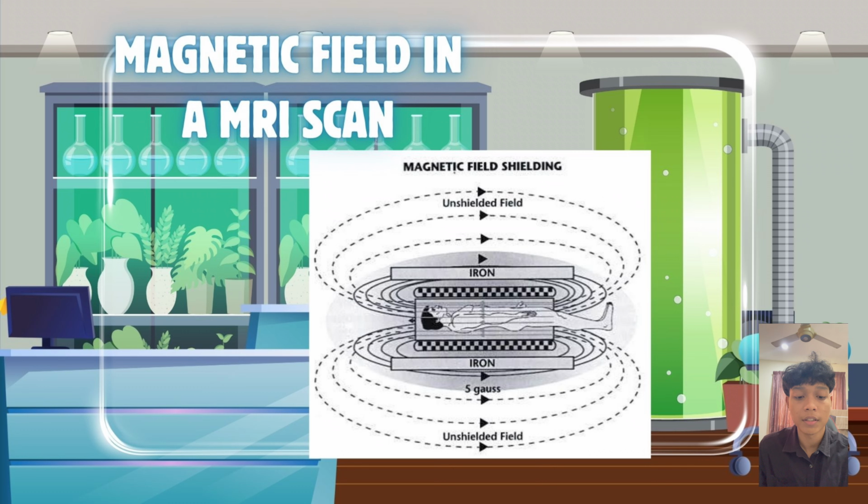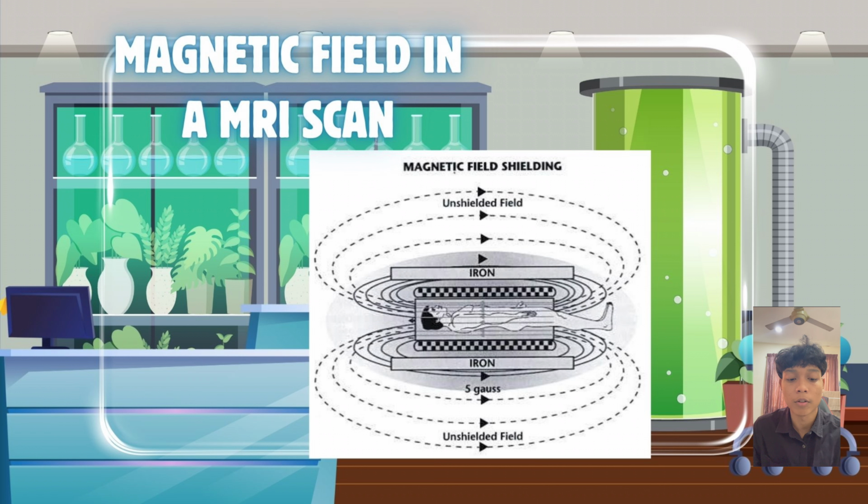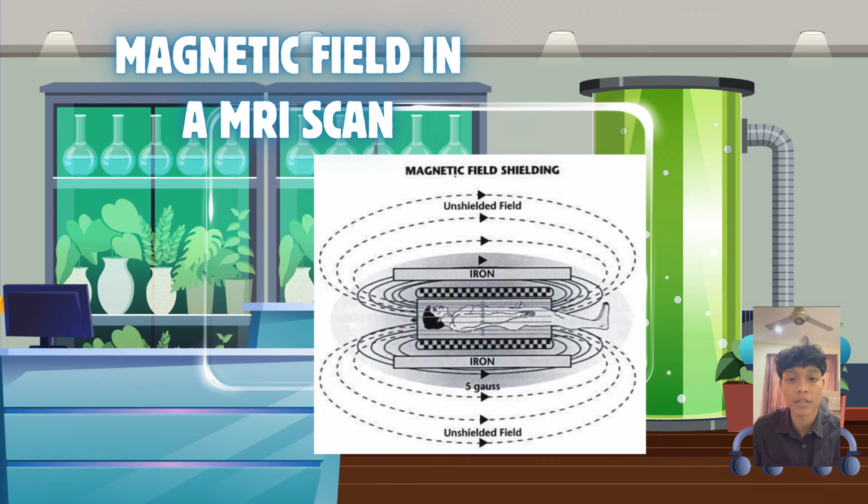Therefore, magnetic shields work by diverting magnetic field lines, not eliminating them. This principle is commonly used in MRI machines and electronic equipment protection.